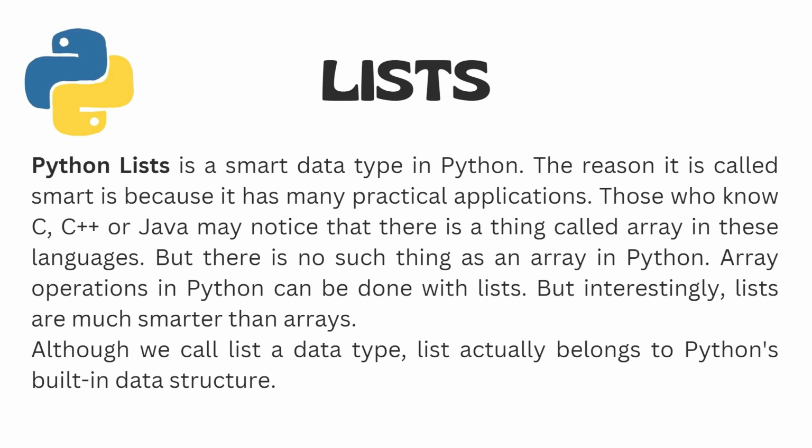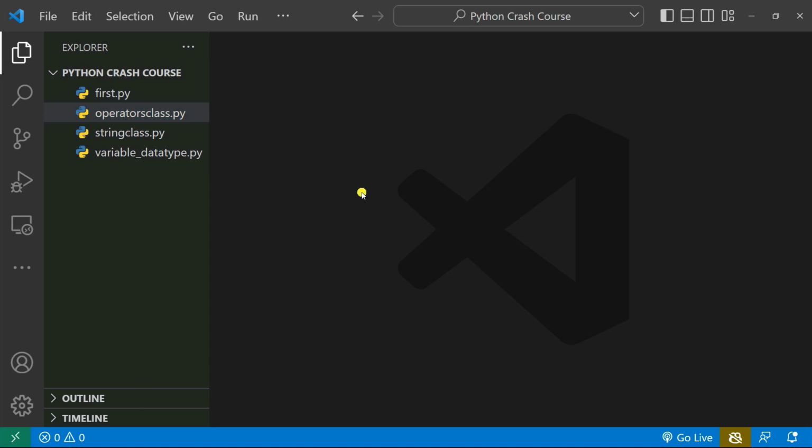Also, in an array, you just store one kind of data type. But in a Python list, you can store mixed types of data. It can be integer, float, double, or string. That's why Python list is smarter than other programming languages. Although we call list a data type, list actually belongs to the Python built-in data structures. So now you're going to see how you can use the list in Python programming language. Let's discuss the list in Python.